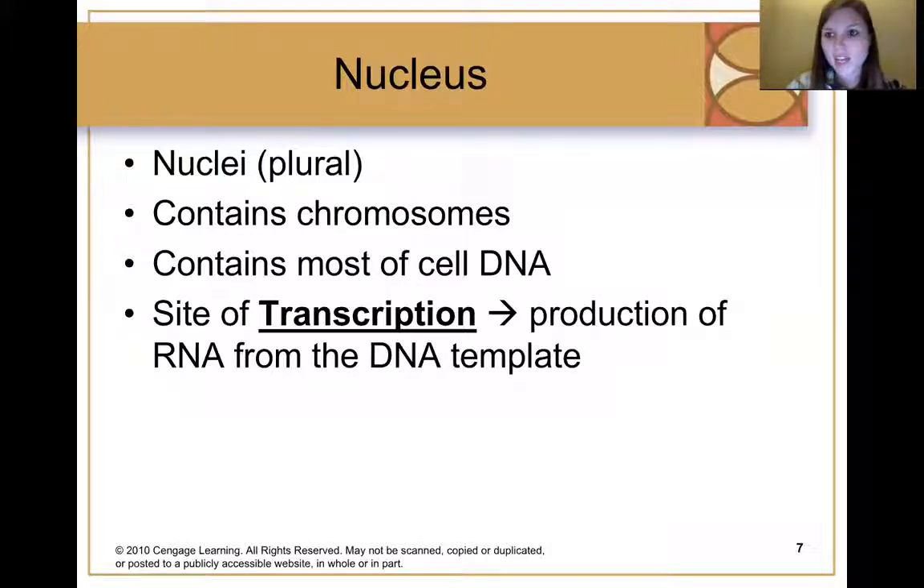So like I said, when a protein is needed, that DNA has to go to RNA first. And if the DNA has to go to RNA and the DNA is in the nucleus, it makes sense that the nucleus is the site of transcription. So that is where RNA is produced from the DNA template.